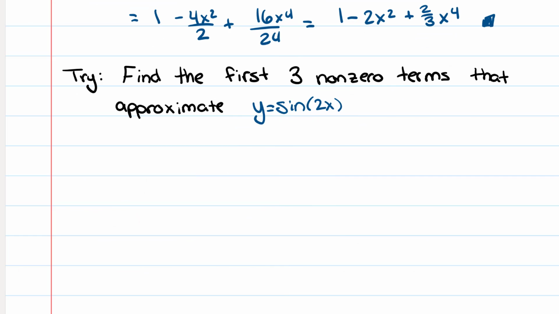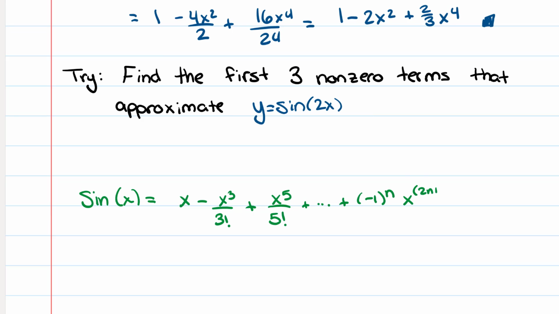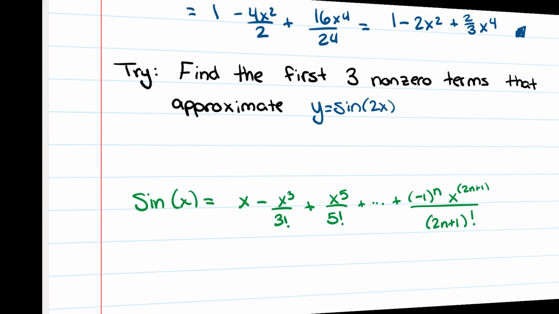That's it. Now on your own, I want you to find the first three non-zero terms that approximate sine of 2x. You can do it by taking the derivative a bunch of times until you get three non-zero terms, or you can use the fact that sine of x is equal to x minus x cubed over 3 factorial plus x to the fifth over 5 factorial, plus negative 1 to the n, x to the 2n plus 1 over 2n plus 1 factorial. So I want the first three non-zero terms. All right, let's give it a shot.